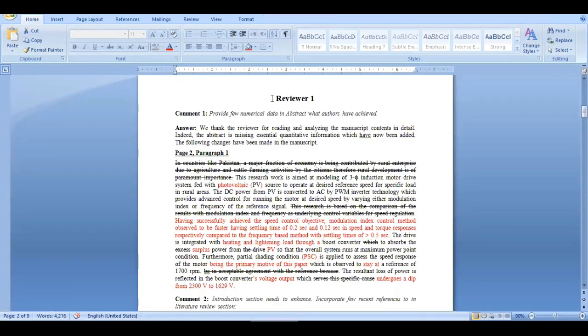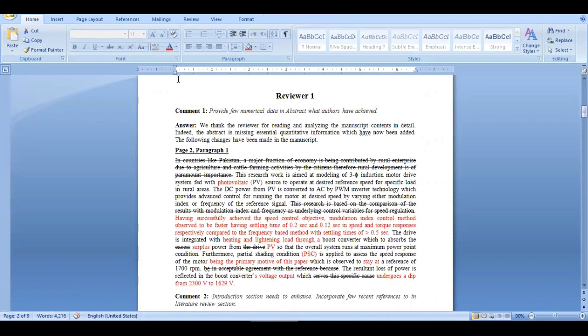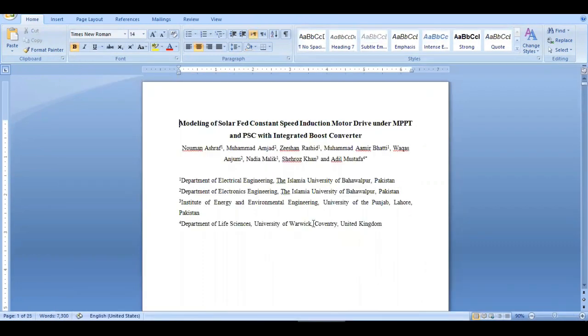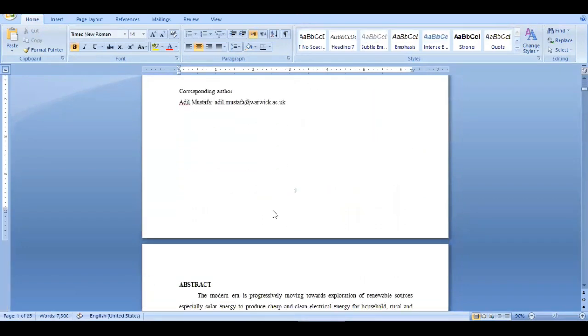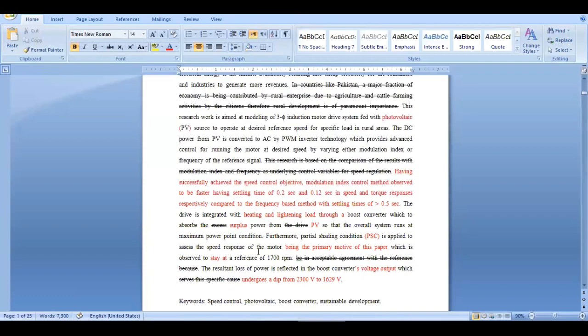Again, you can see that these are the reviewers' comments, and this reviewer has asked for a few numerical data in the abstract. So I have put all the numerical data in the abstract. So this is the answer to the first comment, and these are the changes which have been made in the abstract of this manuscript. This manuscript was prepared in Microsoft Word, and you can see that these changes have been made in the abstract.